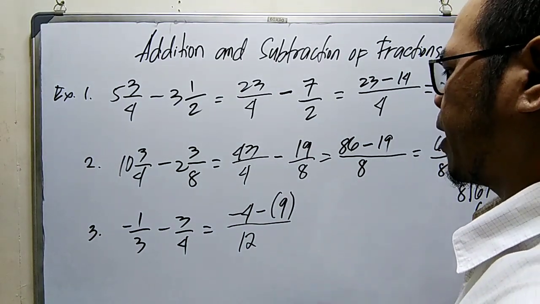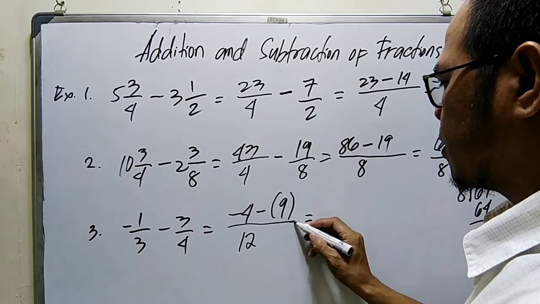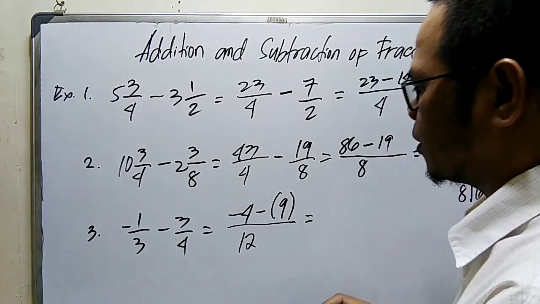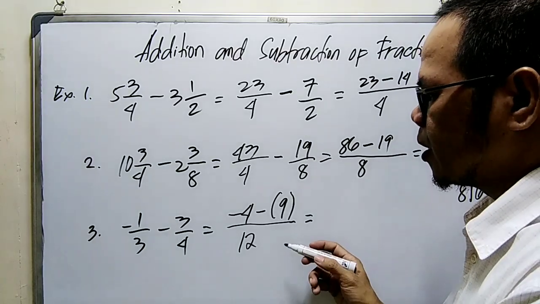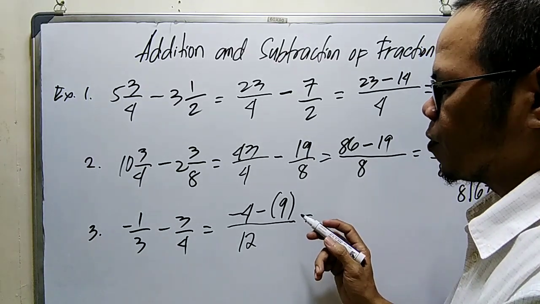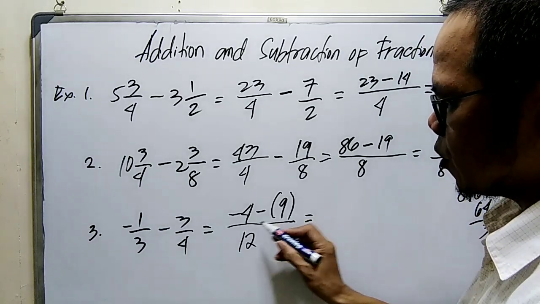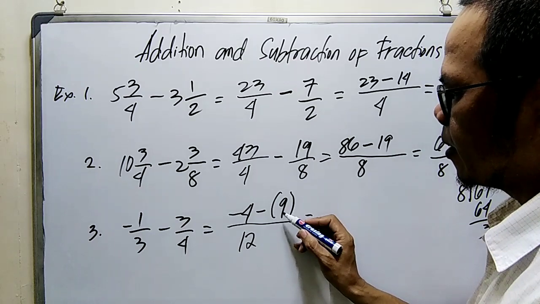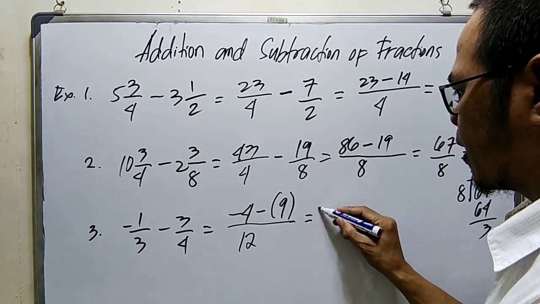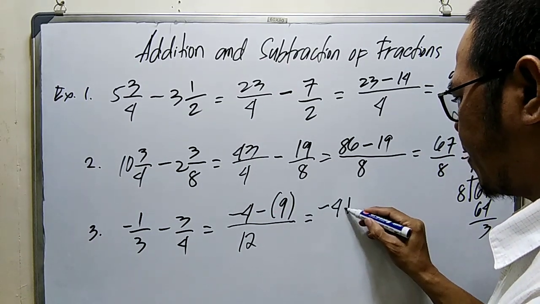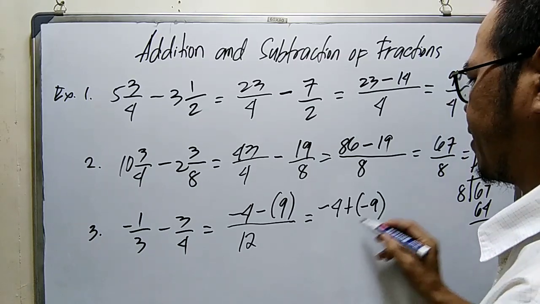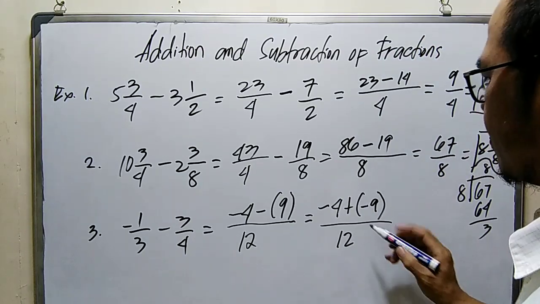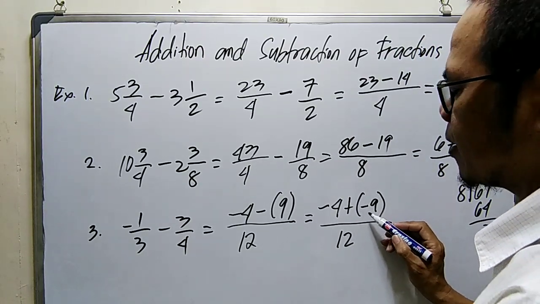This is positive, okay? Equals, so since mag-apply tayo ng subtraction of integers, di ba? We have to change the sign of the subtrahend, and we'll proceed to addition. Ito yung subtrahend, ito yung minuin. So hindi natin galawin yung minuin, yung sign lang ng subtrahend. So we'll proceed to addition. So magiging ganyan yan, negative 4 plus negative 9. Okay? So pwede na sila i-add. Diba? Kopyahin natin si 12.